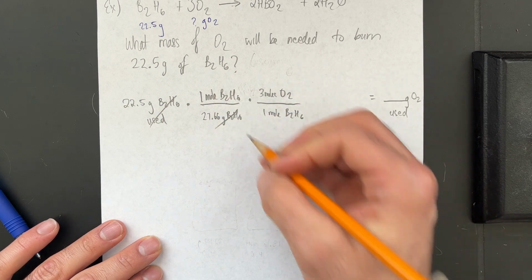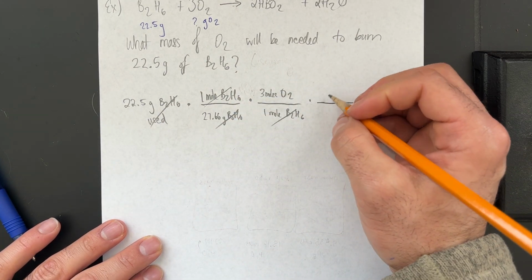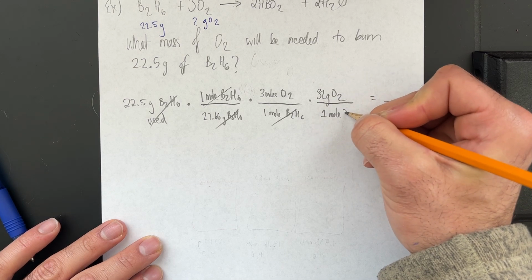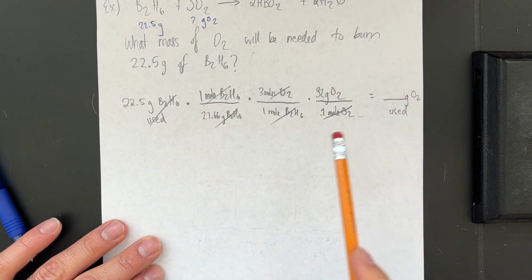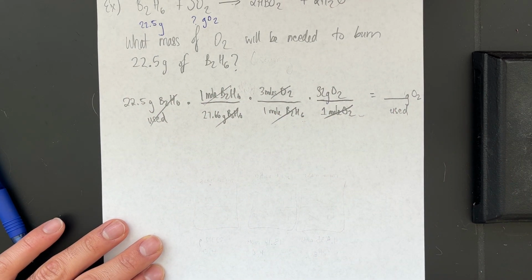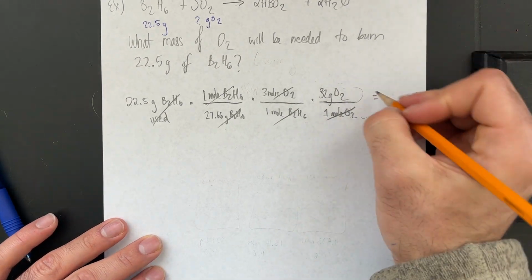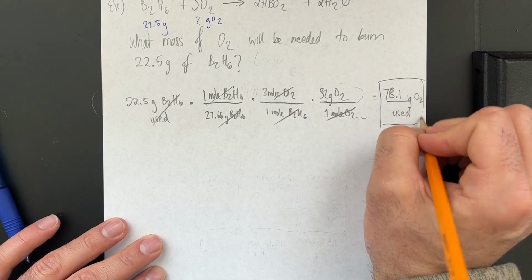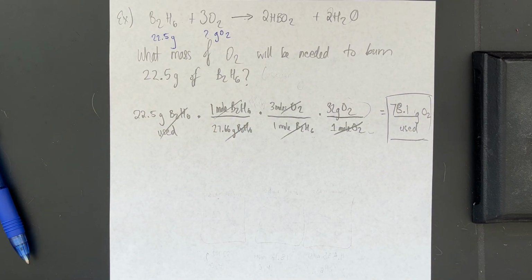So grams will cancel, moles will cancel, however we need to get to grams at the end. And so we are going to put the molar mass of O2. Again, moles are going to cancel. And this is again how you know that you did it right. All the units are going to cancel, and you're going to get the right unit at the end. Grams of O2, this is good. And so what you're going to get is 78.1 grams of O2. 78.1 grams of O2 are going to need to be used in order to use up 22.5 grams of B2H6. So there's your final answer.